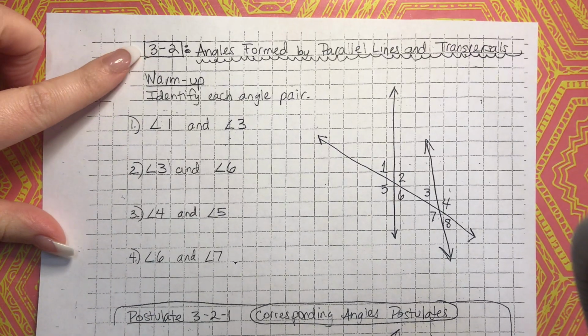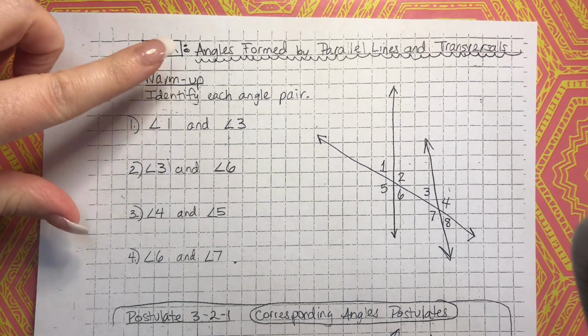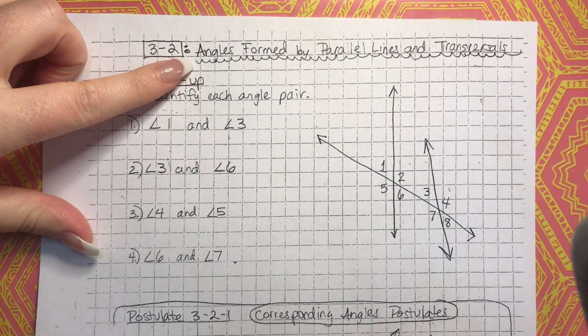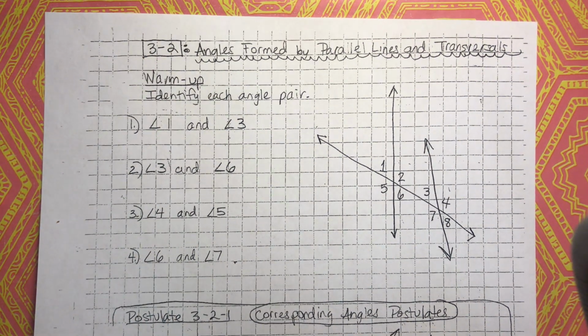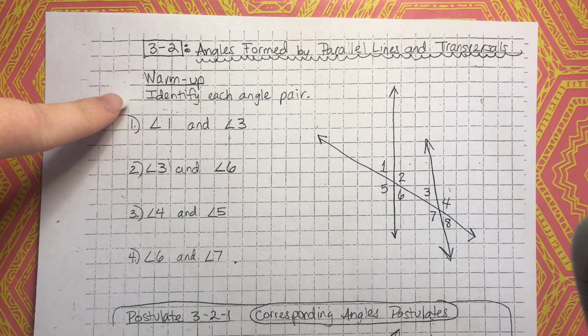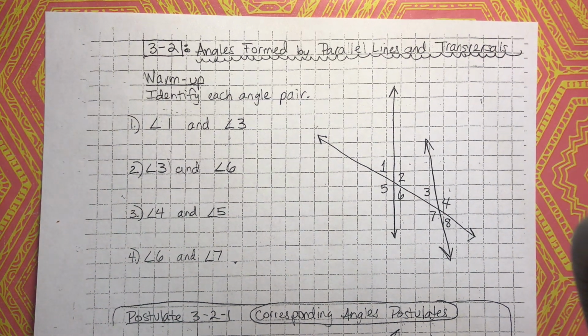All right, welcome back for Chapter 3, Lesson 2. We're talking about angles formed by parallel lines and transversals. So for the warm-up, we're just going to identify each angle pair. You're just going to identify these angle pairs here using this particular diagram.